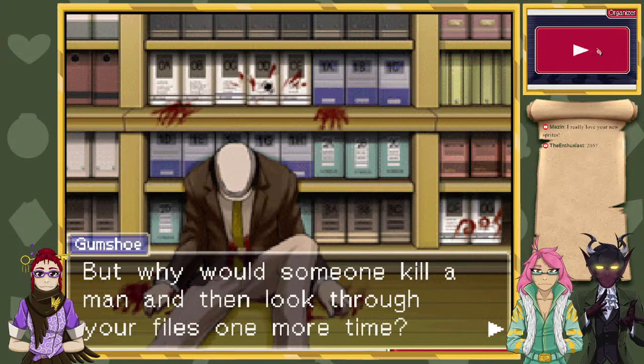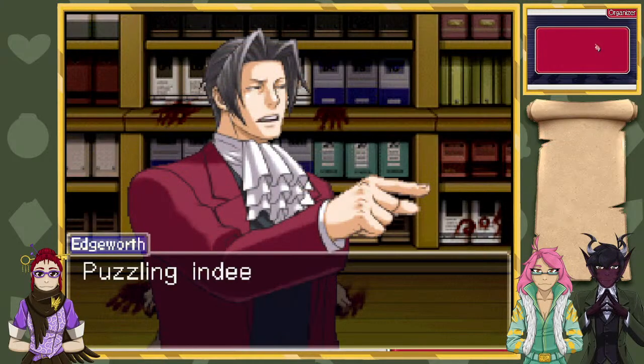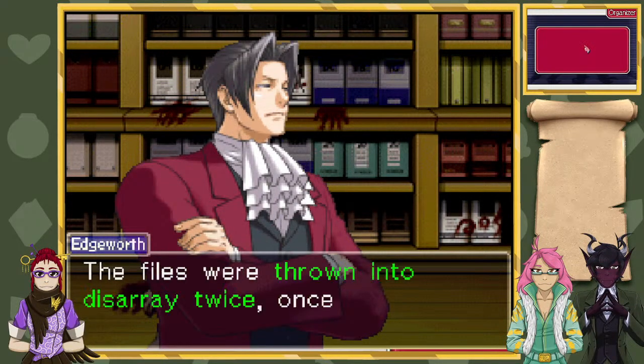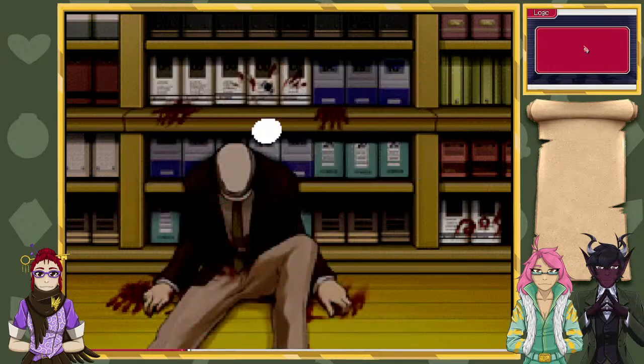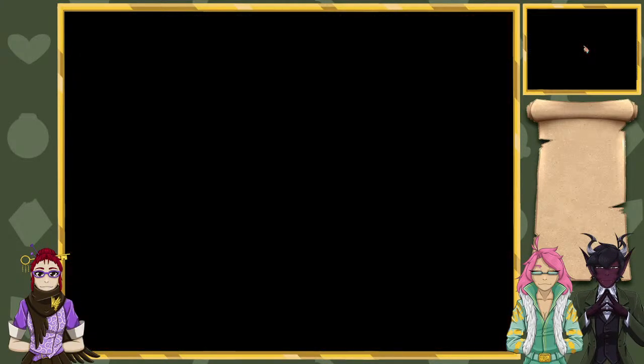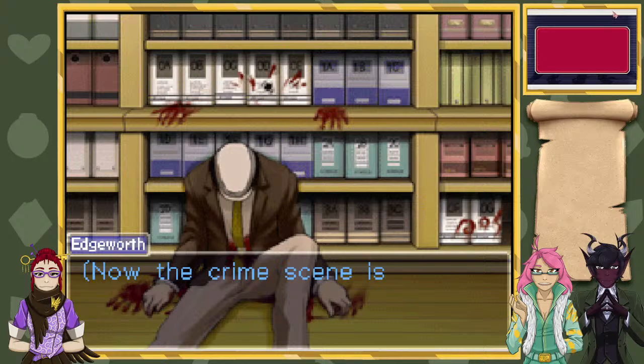But why would someone kill a man and then look through your files one more time, if they didn't find what they wanted the first time? Puzzling. Indeed. The files were thrown into disarray twice, once before and once after the crime. But why? Why indeed? To cover it up?